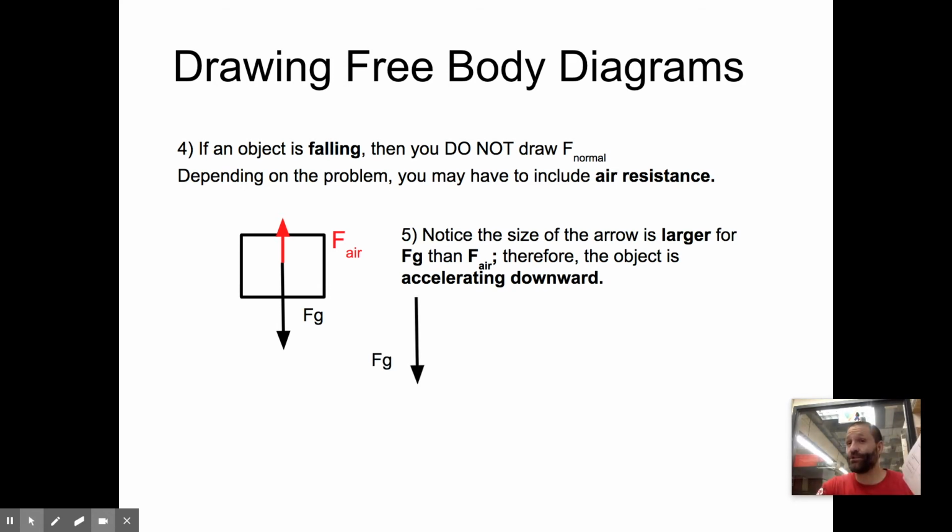F of little g is much greater. So if I do the tail to tip method, right, I can only start my second arrow on the end of the first arrow. Notice that my F of little g is going to be much bigger.